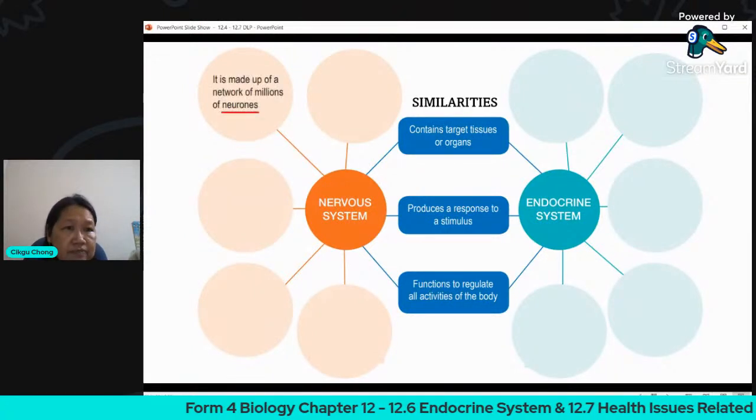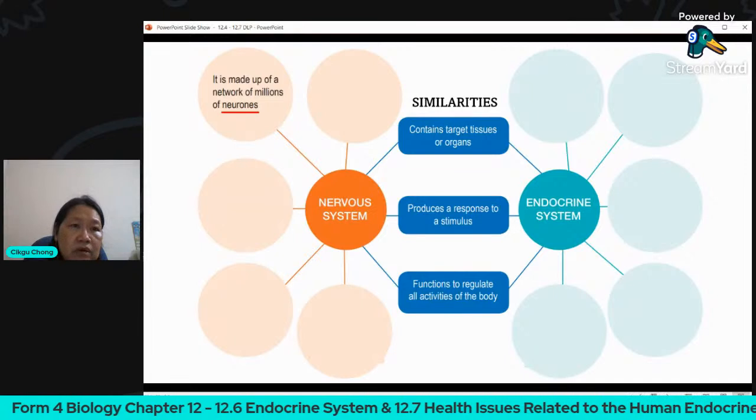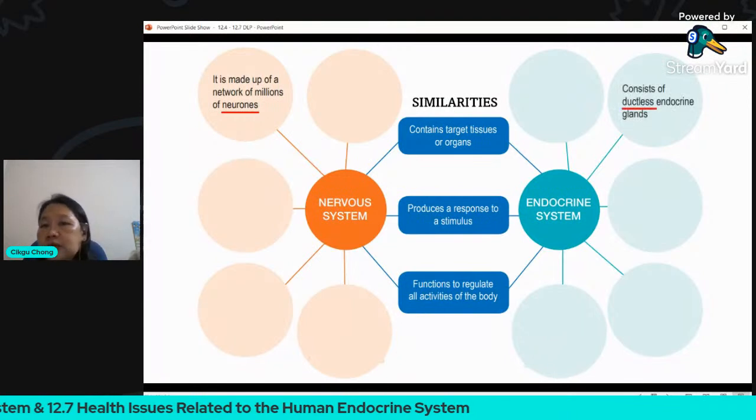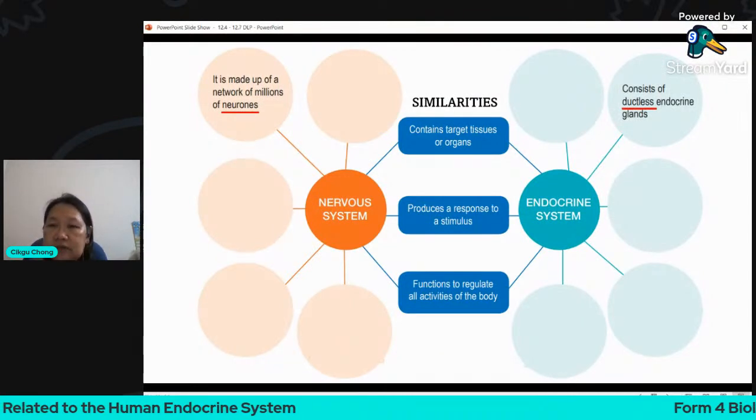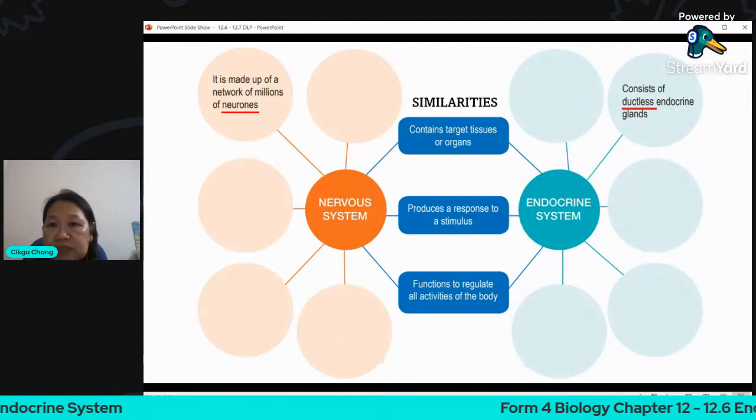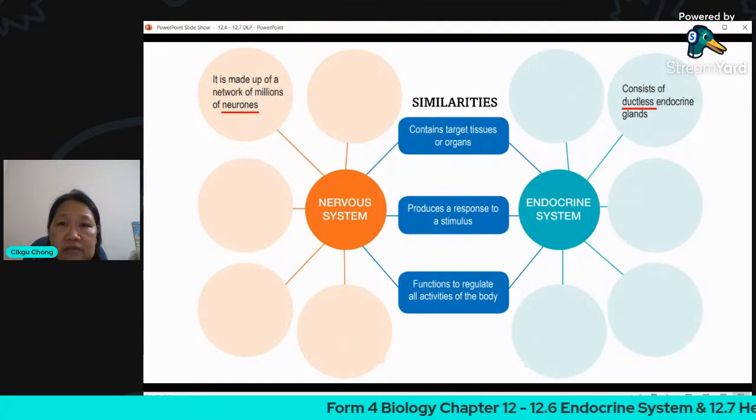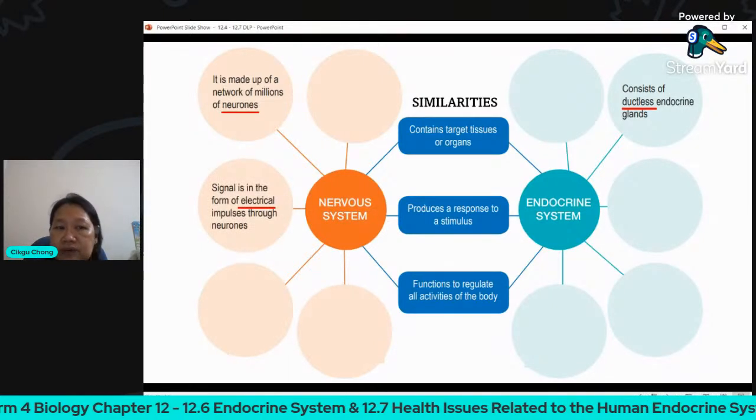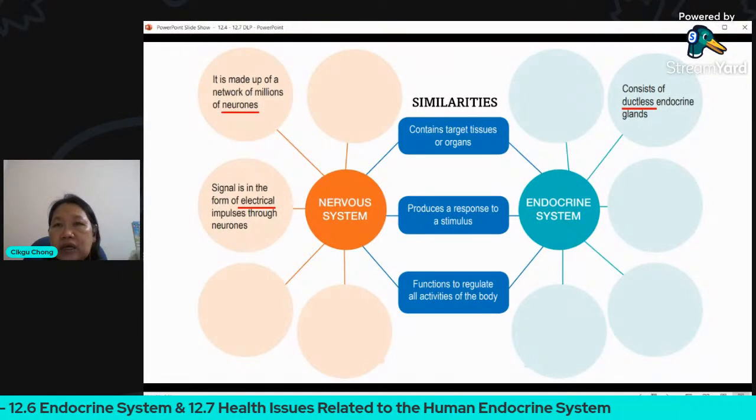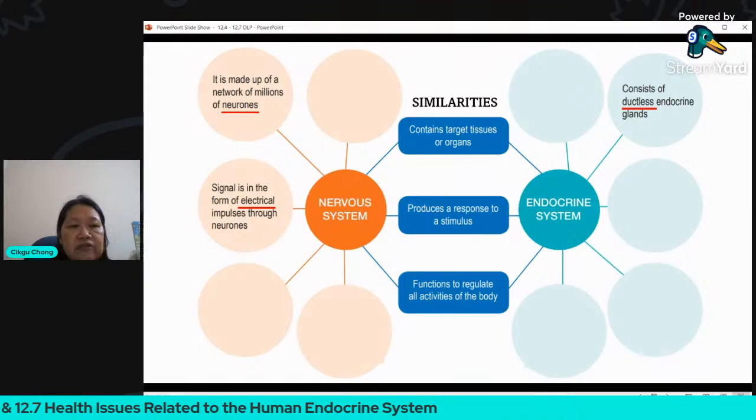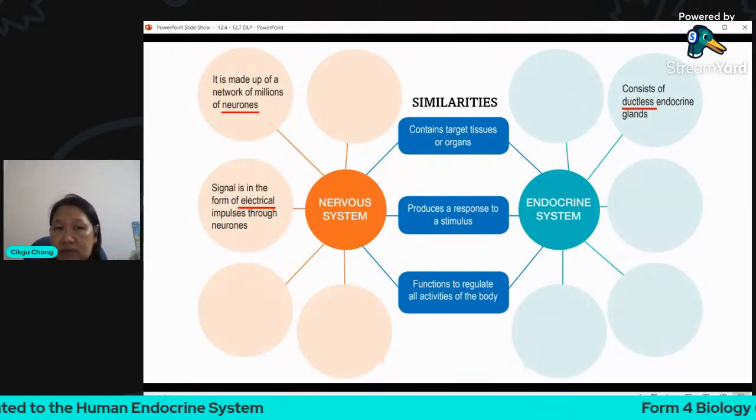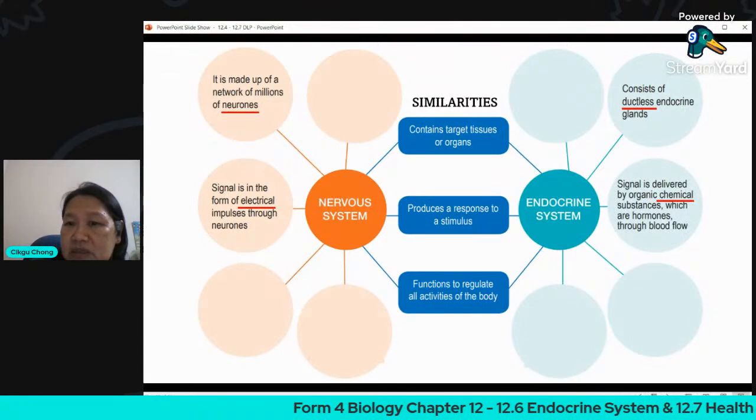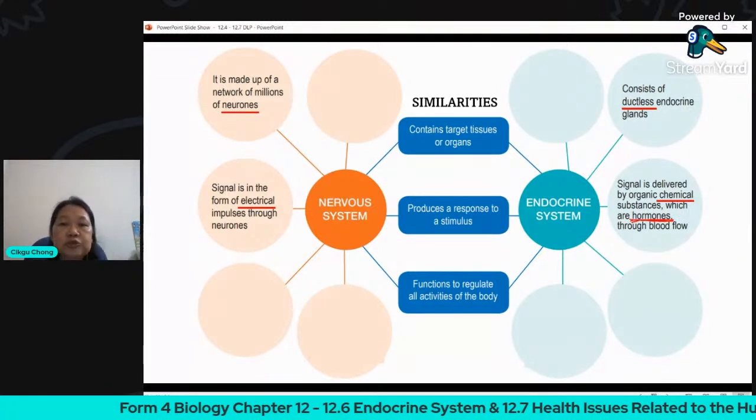What about the differences? The nervous system consists of millions of neurons. So you've got to say what it is made of. The endocrine system consists of ductless glands. Okay, if you're in doubt, always try to write to be more specific. Use the word ductless, no duct. Endocrine system, no duct. So write the word ductless. Okay, what kind of signal is it? For the nervous system, the signal is released in the form of electrical impulses. They run through the axon and so on. For the endocrine system, it's a hormone, which is a chemical substance. So they are hormones. Okay, hormones which are chemical substances.